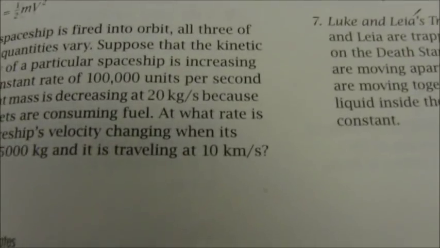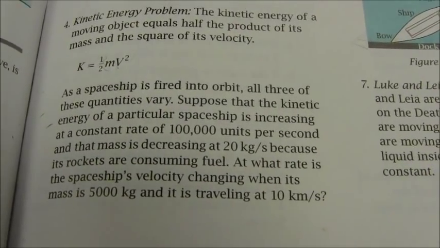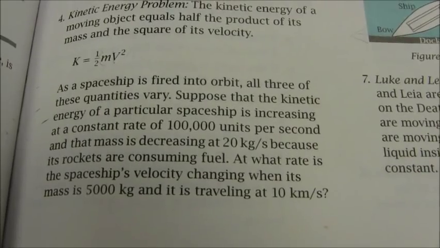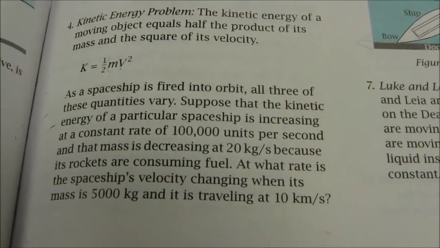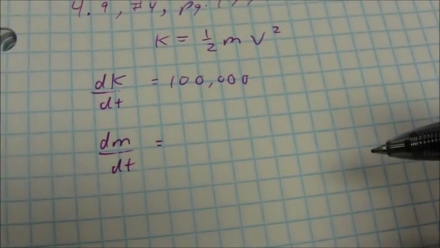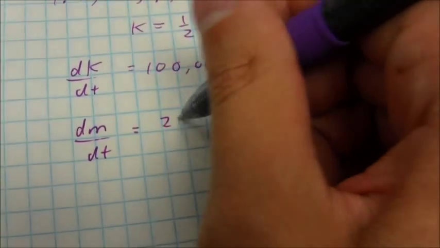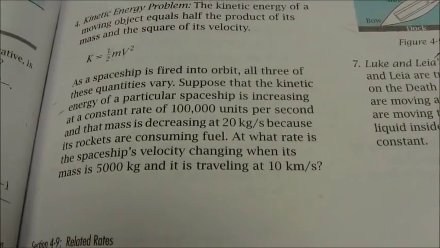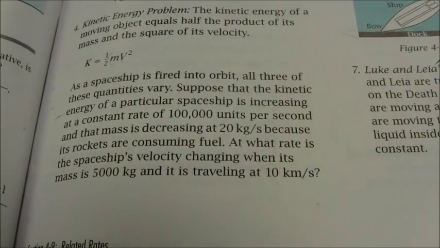Going back to look at the problem again, it says that the mass is decreasing, and that's important to keep in mind the sign there. Mass is decreasing at 20 kilograms per second. So that's dm/dt, the rate of change of the mass. And again, that is 20 kilograms per second. Going back to the problem again, at what rate is the velocity changing?